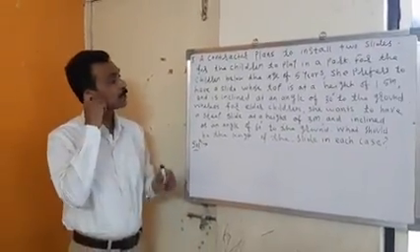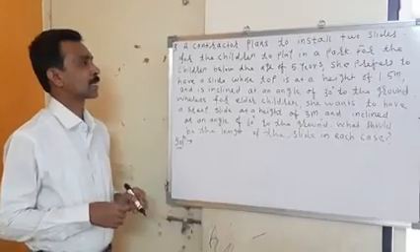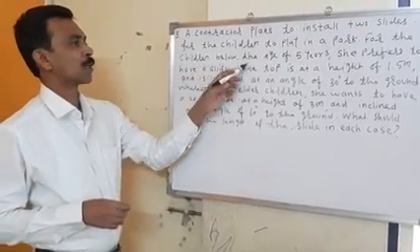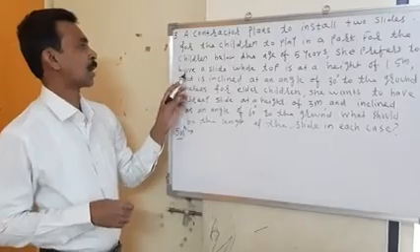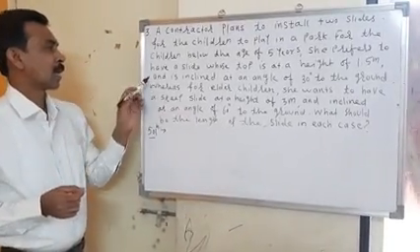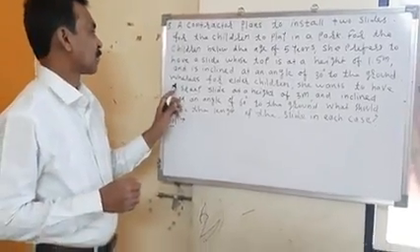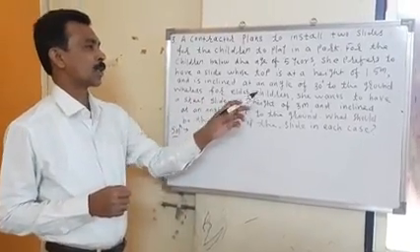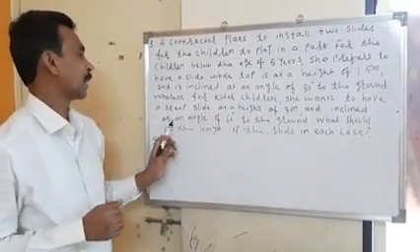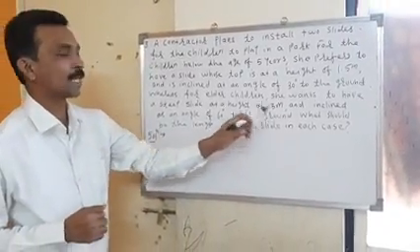The next sum for this session: a contractor plans to install 2 slides for the children to play in a park. For the children below the age of 5 years, she preferred to have a slide whose top is at a height of 1.5 meter and is inclined at an angle of 30 degree to the ground. Whereas for elder children, she wants to have a steep slide at a height of 3 meter and inclined at an angle of 60 degree to the ground. What should be the length of the slide in each case?